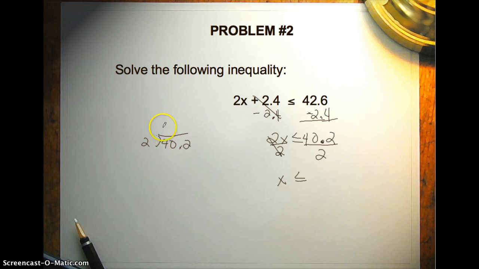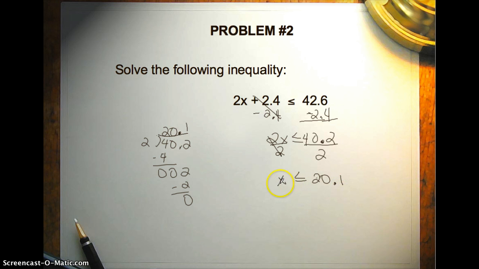2 goes into 4 2 times. 2 times 2 is 4. Subtract, we get 0. Bring down our 0. 2 does not go into 0. We have to bring up our 0, and I need to bring up my decimal point. And 2 goes into 2 one time. Okay, and I can subtract. I have 0 remainder. So my solution is 20 and 1/10.